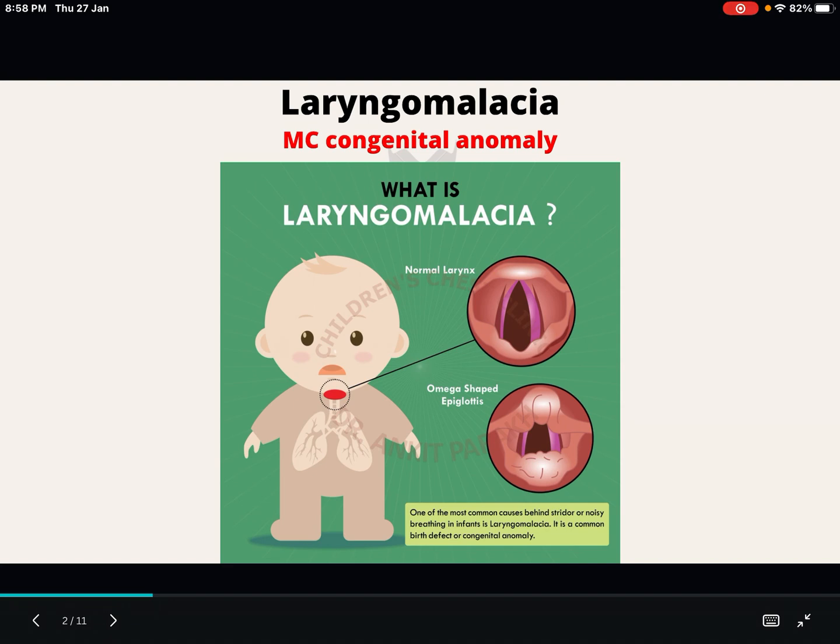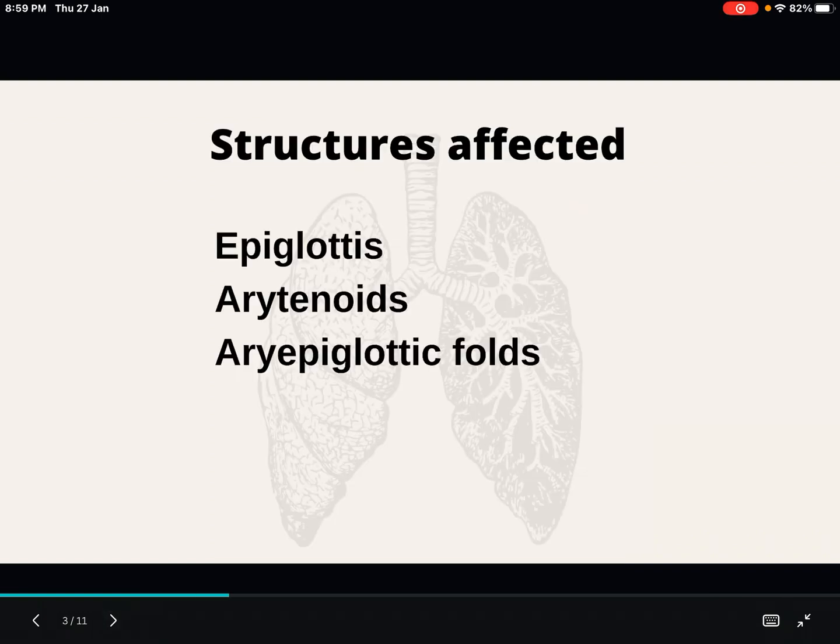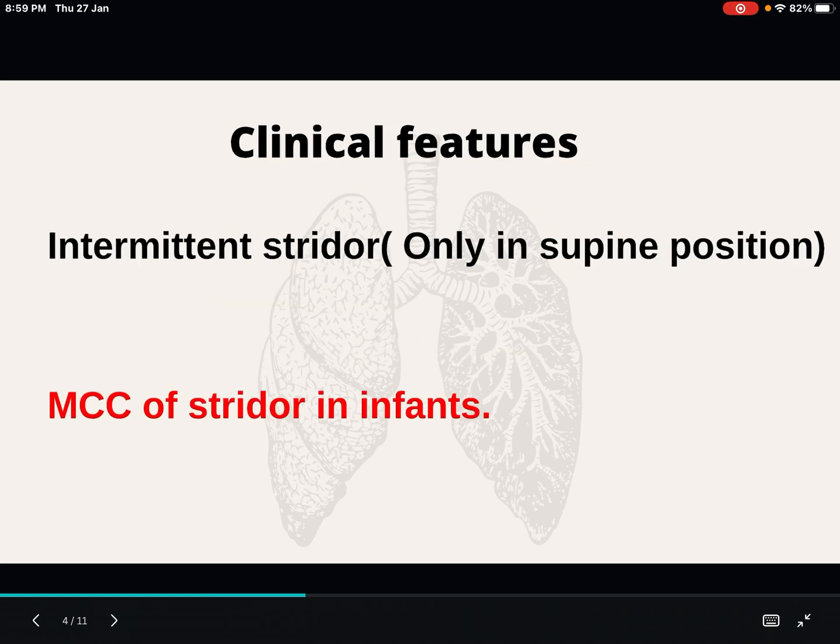We can see the normal larynx picture in this slide and also the omega shaped epiglottis because the larynx is becoming soft, so it is taking different positions and it is causing laryngomalacia. Now let's see what are the structures that are involved in laryngomalacia. What are the structures that are affected by this condition? Epiglottis is affected, arytenoids are affected, aryepiglottic folds are affected.